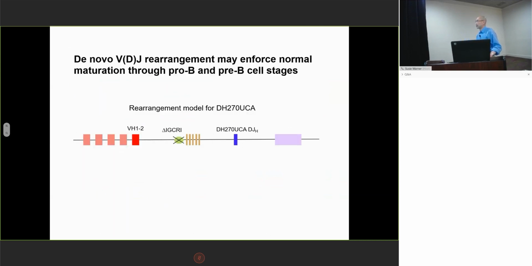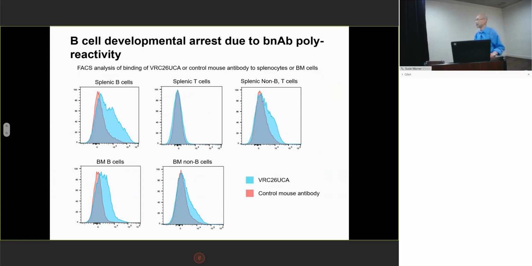So to solve this problem, we're using this rearrangement mechanism. Instead of giving them pre-rearranged heavy and light chain, we separate the variable region into gene segments so that they have to go through the normal pro-B cell process. Maybe they'll develop normally. And the other problem is that a lot of these bnAbs are autoreactive or polyreactive. They stick to a lot of different things, and that can cause developmental arrest in the immature B cell stage.